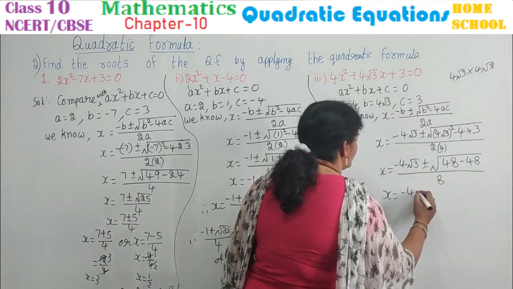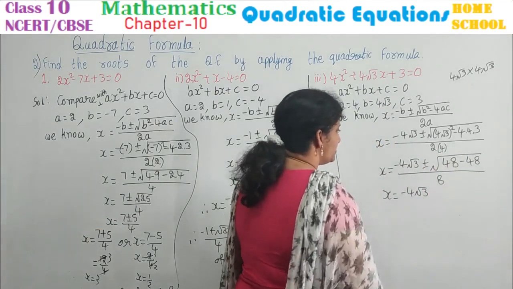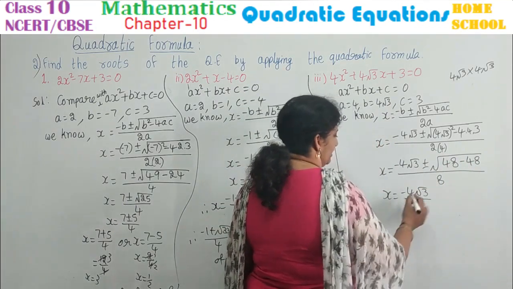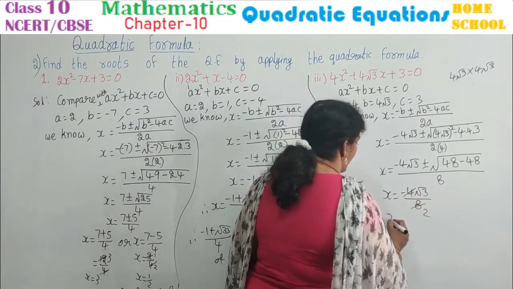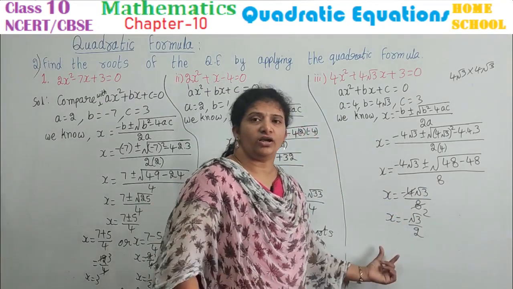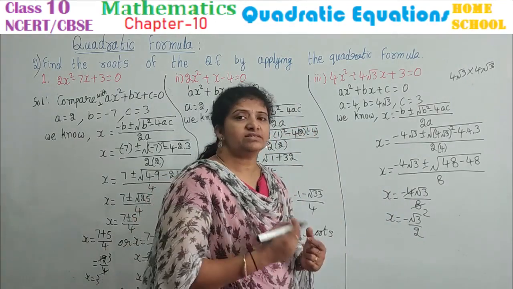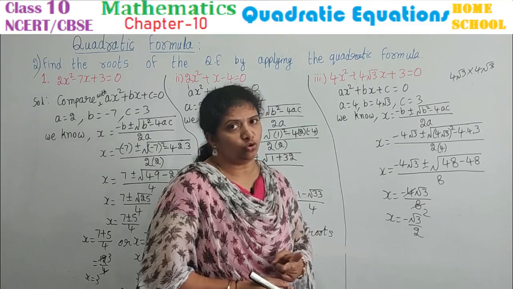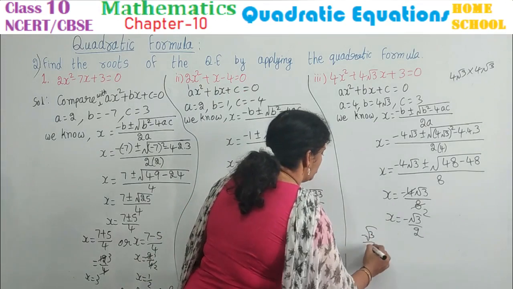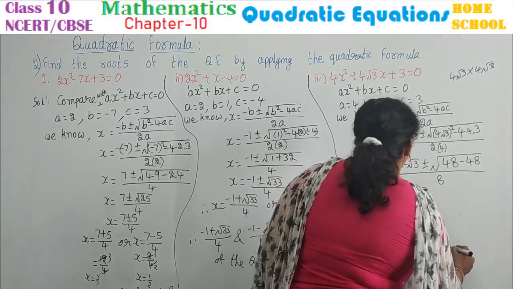x is equal to -4√3 ± 0, we got, children. 48 minus 48, 0. So let's leave that 0. -4√3 by 8, 4 twos are... x is equal to -√3/2. Observe here, same pattern we got in our first one. What we got? x is equal to -√3/2. Whereas in our quadratic equation, there will be 2 roots, so the same roots might be there here. That is, -√3/2 and -√3/2 are the roots of the quadratic equation.